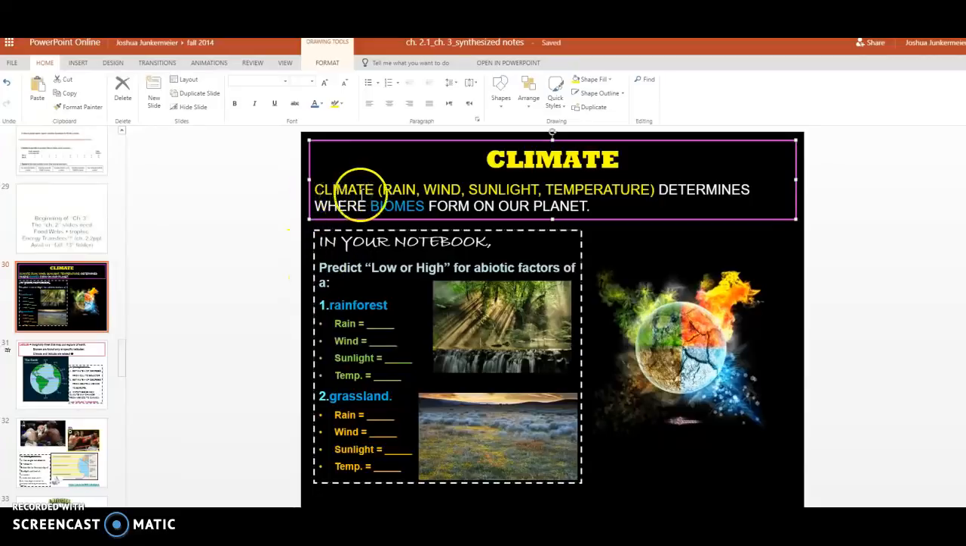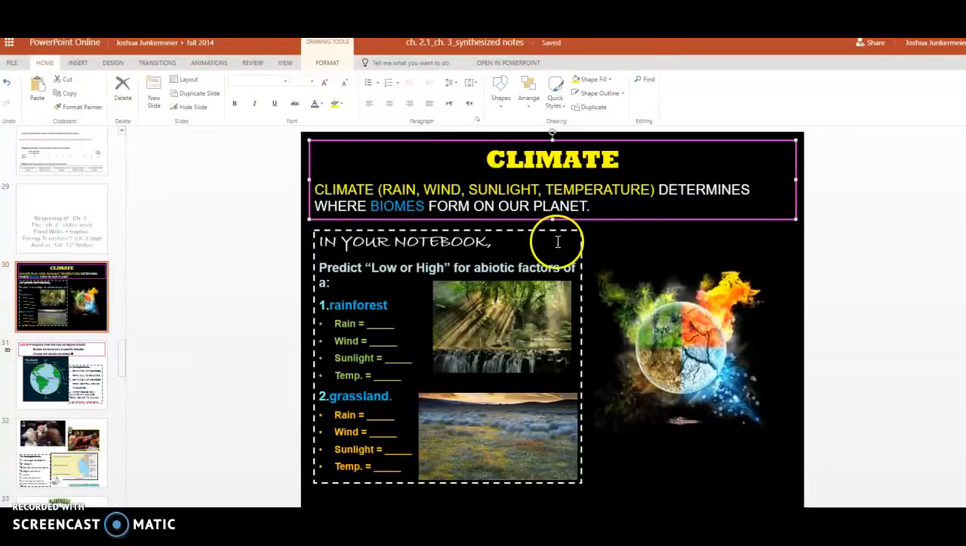It says climate is rain, wind, sunlight, temperature. It's more than that, but let's just keep it simple. That determines where biomes, we don't know what that is yet, it's okay, we'll learn soon, form on the planet. So basically climate, rain, wind, sunlight, temperature, determines what environments are like. Abiotic variables, right? So climate includes rain, wind, sunlight, and temperature.